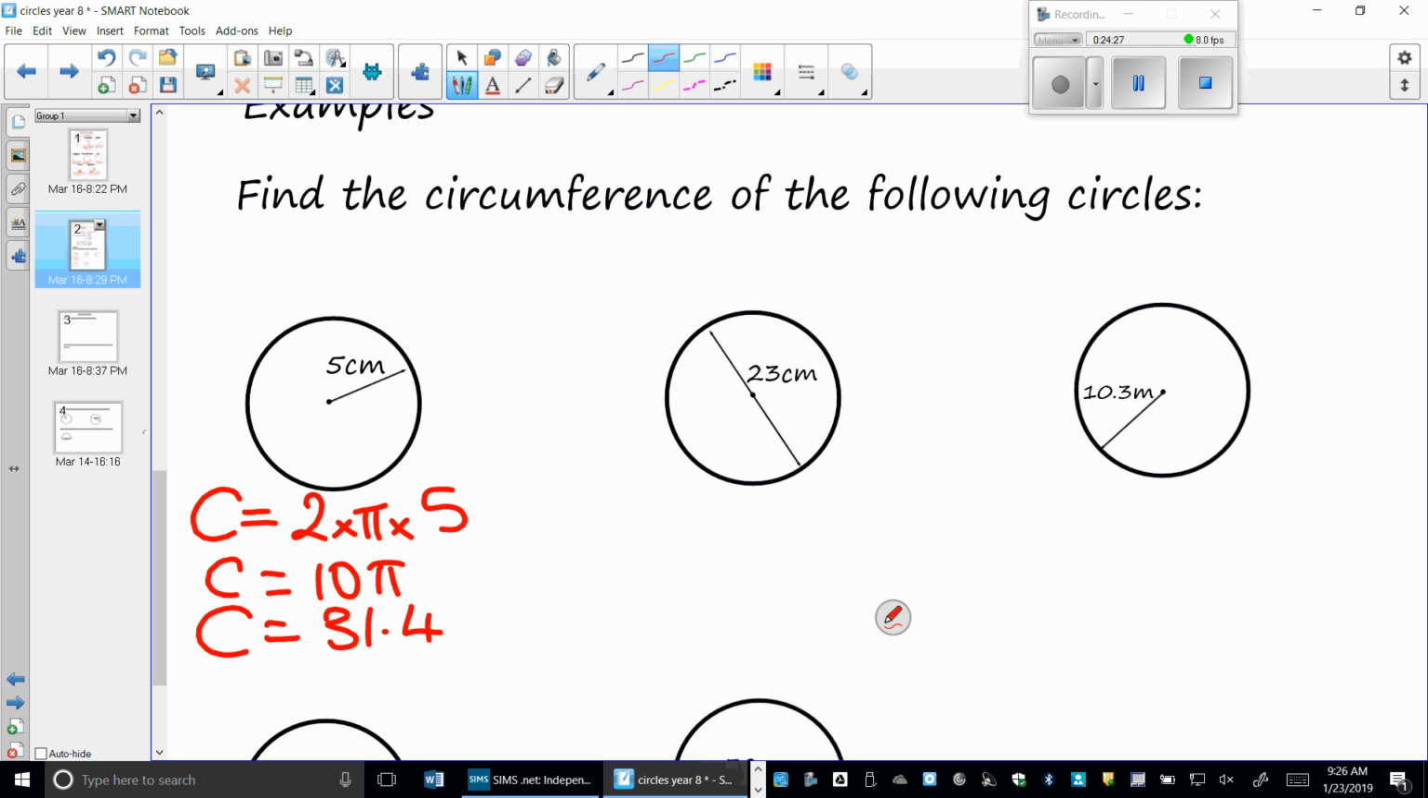Now, what do you think my unit's going to be for this one? Centimeters. And why? Because it was 5 centimeters to start with. Now, it's a perimeter of the shape, the outside of the shape, which is a distance, so we just keep it a centimeter.